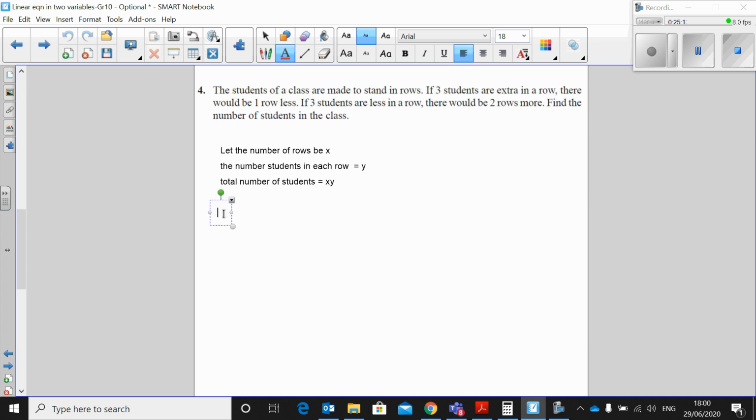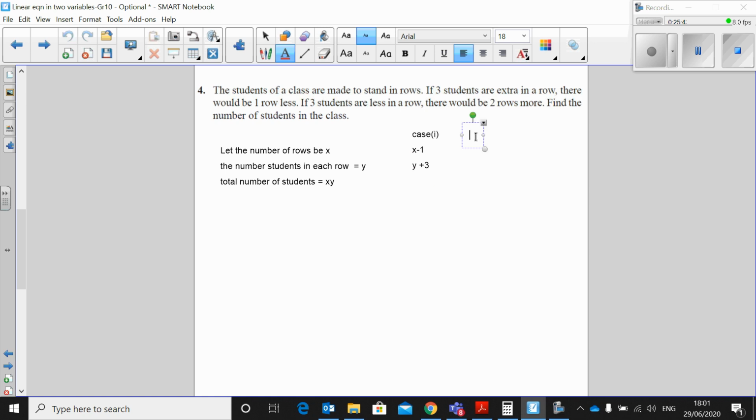Let us take case 1. What is happening in case 1? If 3 students are extra in a row, there would be 1 row less. So the number of rows will be 1 less, so let us take it as x minus 1. If each row has 3 students extra, y will be increased by 3.